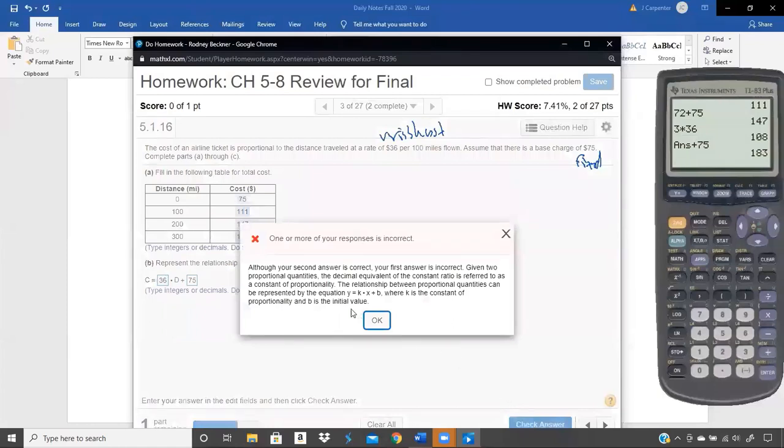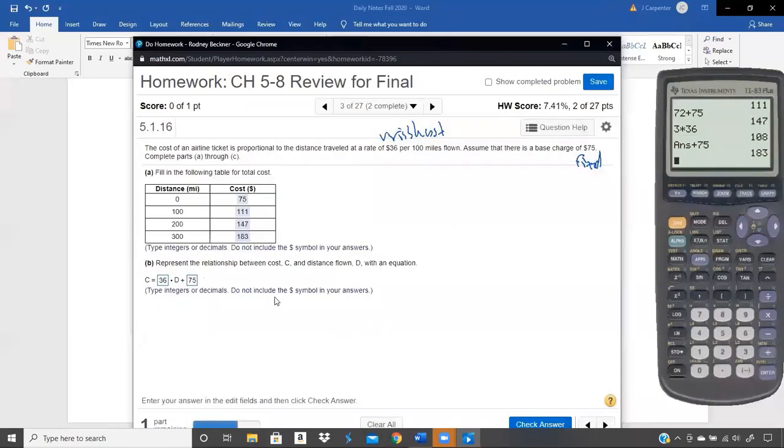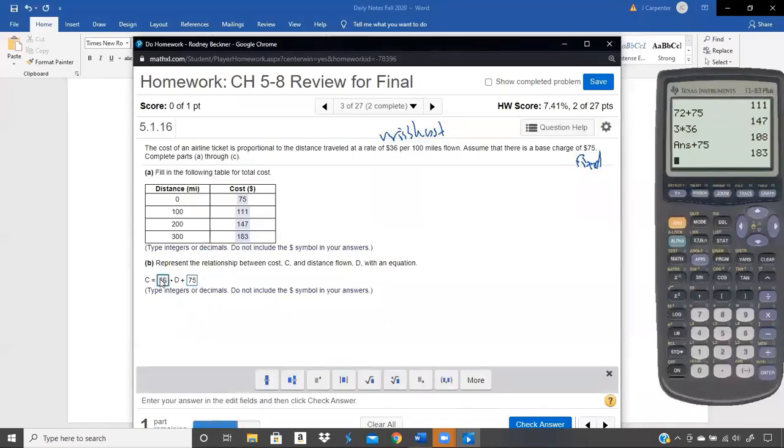What happened? Oh, I know why. Because this distance is in miles and this is per 100 miles. So let's just pretend like I did that on purpose. 36 times d, that means if you went 1 mile, you'd pay $36. That's not quite right. We're going $36 for every 100 miles. So we need to do 36 divided by 100, which is obviously 0.36. So that is what this number should be.